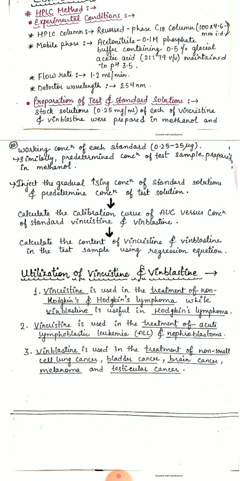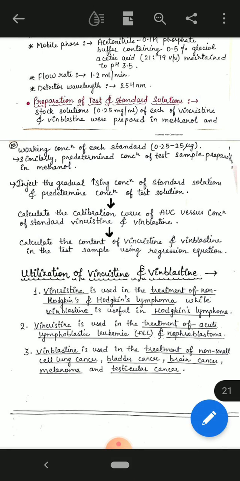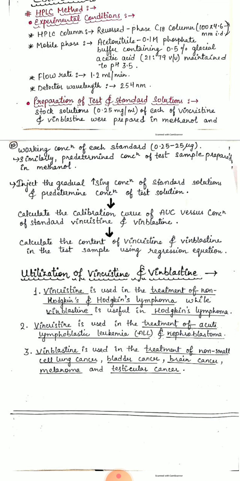Inject the gradually increased concentrations of standard solutions and the predetermined concentration of test solution. Calculate the calibration curve for area under curve versus concentration of standard vincristine and vinblastine. Calculate the content of the vincristine and vinblastine in the test sample using a regression equation. This is an estimation method for vincristine and vinblastine.